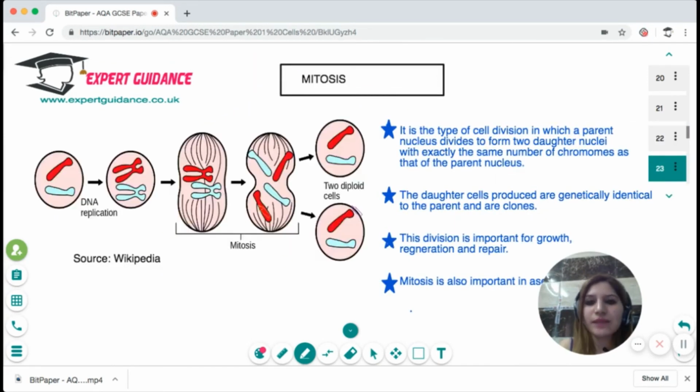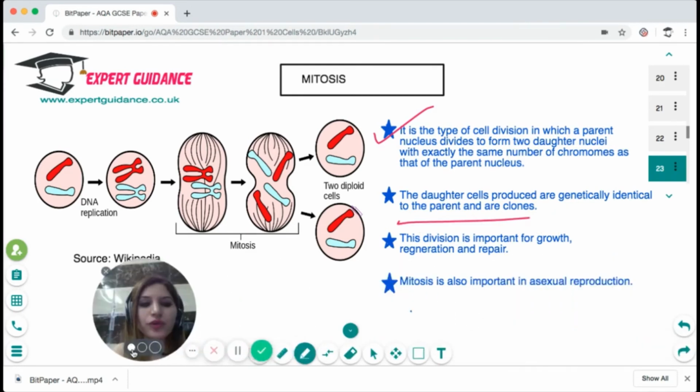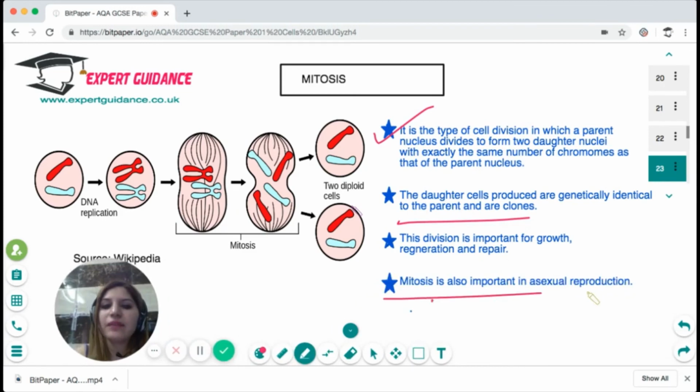Now, what is mitosis? It is a type of cell division in which a parent nucleus divides to form two daughter nuclei with exactly the same number of chromosomes as that of the parent nucleus. The daughter cells produced are genetically identical to the parent, and we can call them clones. This division is important for growth, regeneration, and repair, and mitosis is also important in asexual reproduction.